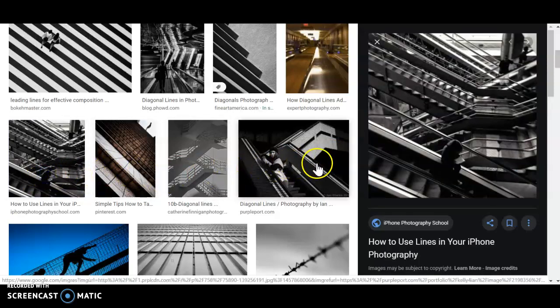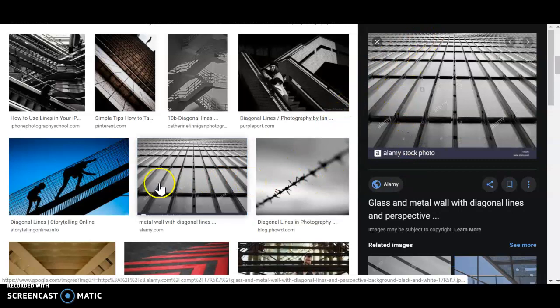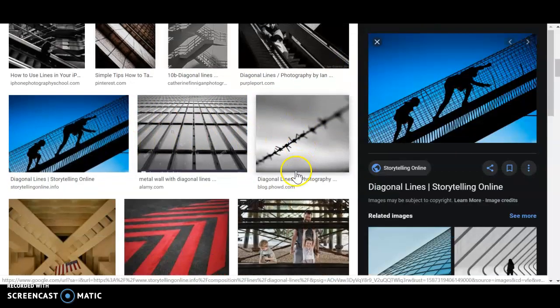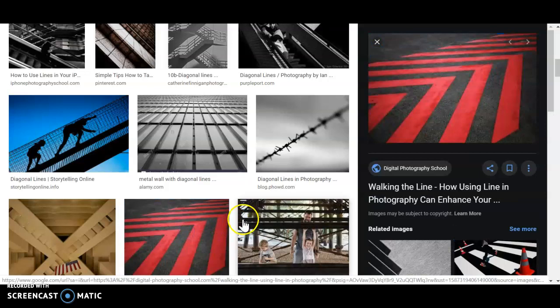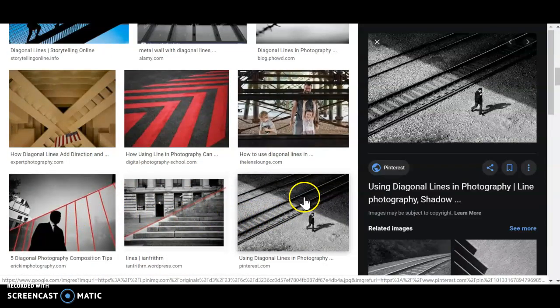This is just a bunch of stairwells that all become diagonals. You get some diagonals on the sides there. So taking photographs with diagonal lines tends to make a really interesting artistic kind of effect. And I want you guys this week to think about diagonals.